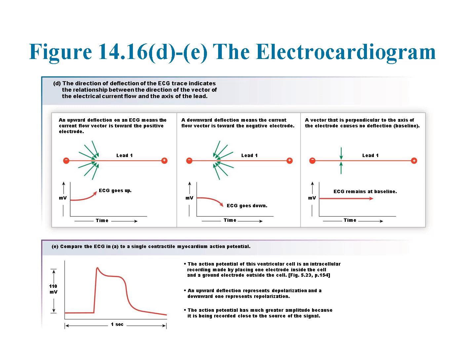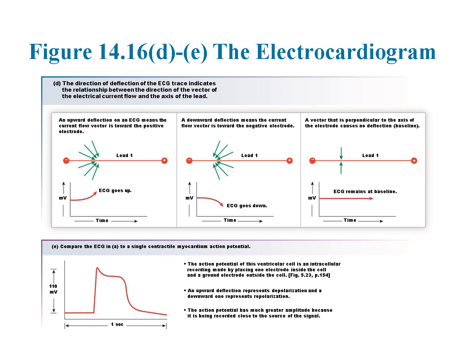This indicates depolarization in the direction of the lead, producing a positive wave on the ECG tracing. In the middle diagram, a downward deflection occurs when the electrical current moves toward the negative electrode. This results in a negative wave on the ECG tracing.